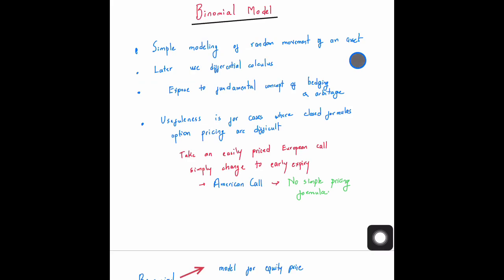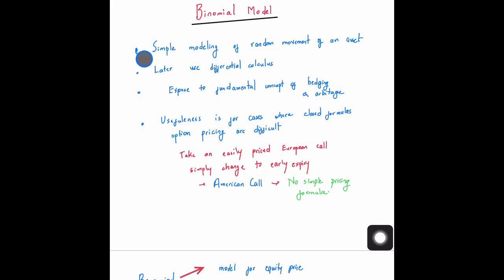So what does the binomial model try to do? Like I have been talking, in this course what we have to do is price options, right? That is what I told you guys, the main aim of the course. Now in order to price options, you at least have to know how the stocks themselves are moving in time. So we try to come up with various models to do this.